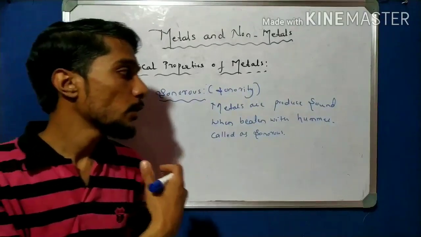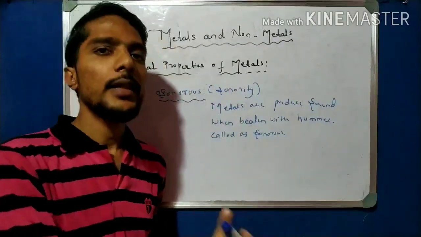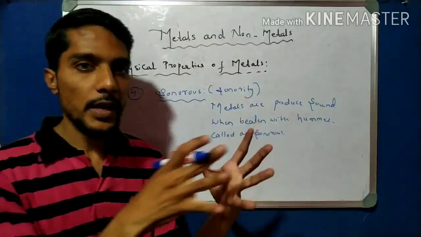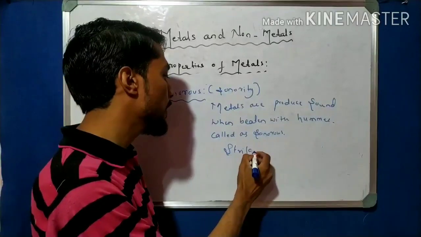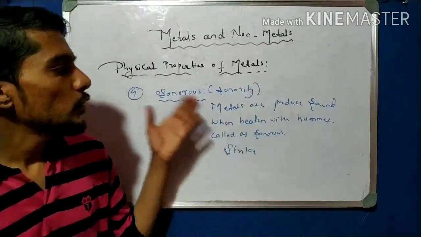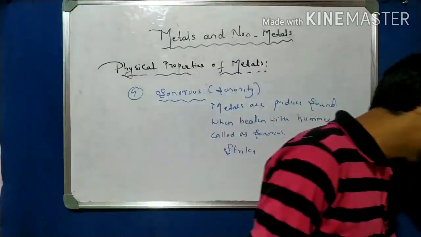That is, metals produce sound when they are beaten with something hard. For example, a hammer, or some other hard materials. Whenever they strike, or are struck with hard materials, what happens? When it strikes another material, the sound is produced. So that is called the sonorous property.